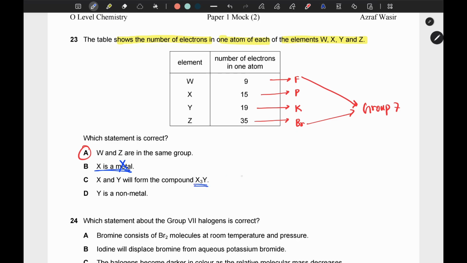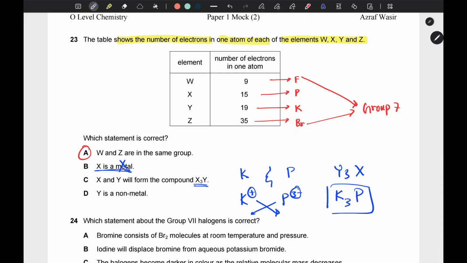So potassium and phosphorus would form an ionic compound, which would be due to the K+ and phosphide ions, since the charges follow the crisscross method. In that case, the compound we would get is K3P, which would mean it's Y3X, not X3Y. So this is wrong as well. Y is a non-metal? Y is potassium, and potassium is a metal.